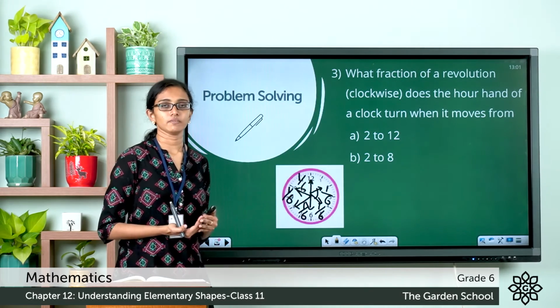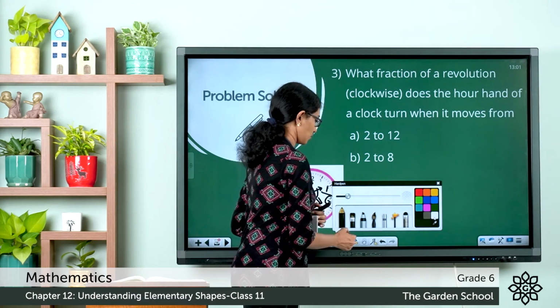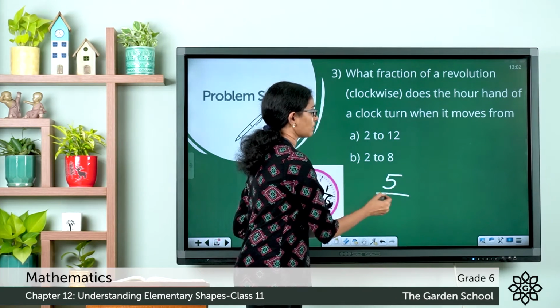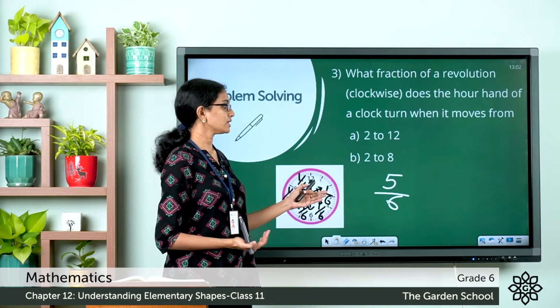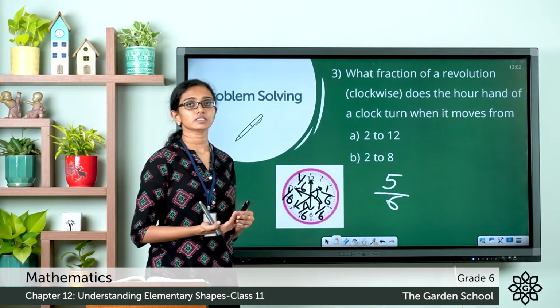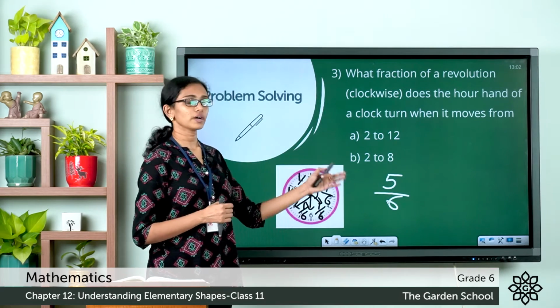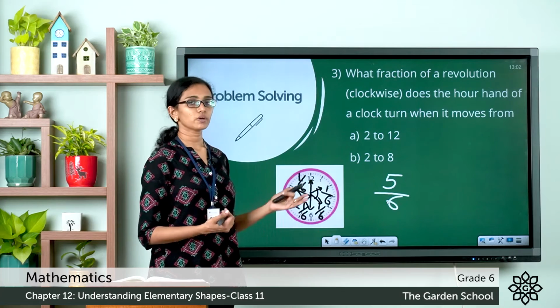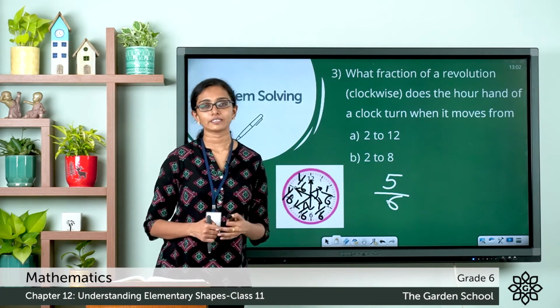5 1 by 6 revolutions. So the total fraction will be equal to 5 by 6. So when the hour hand moves from 2 to 12, the hour hand will cover 5 by 6 of one full revolution. Similarly, you have to find out what fraction of the revolution the hour hand covers when it moves from 2 to 8.